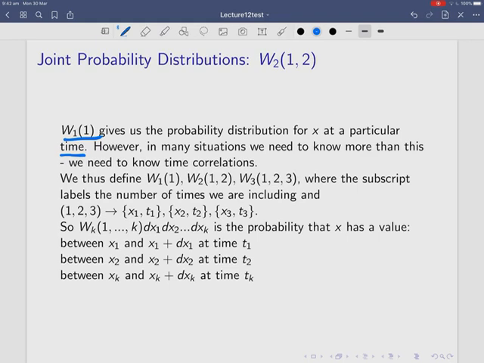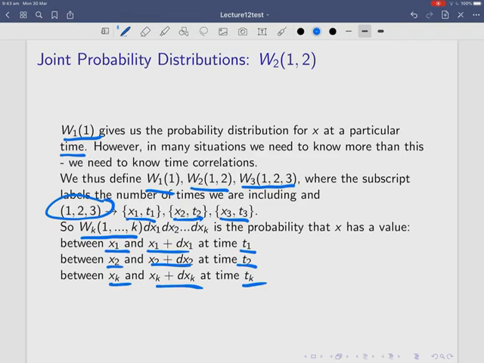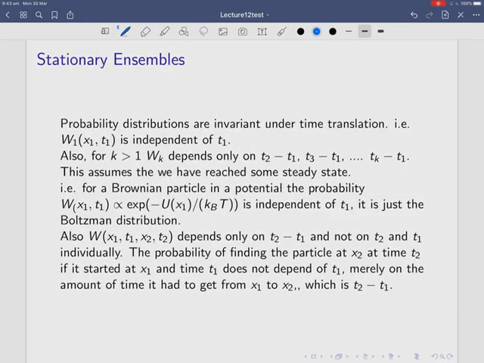We need to know time correlations, so we can define W1(1), W2(1,2), W3(1,2,3), where the subscript labels the number of times we're including, and 1, 2, 3 here means x1, t1, x2, t2, x3, t3. So it means a triplet of pairs there. So, in general, Wk(1,...,k) dx1 dx2 ... dxk is the probability that x has a value between x1 and x1 plus dx1 at time t1, x2 and x2 plus dx2 at time t2, etc., etc. Okay, so that's a joint probability distribution, if you like. Okay, it tells you lots of things.